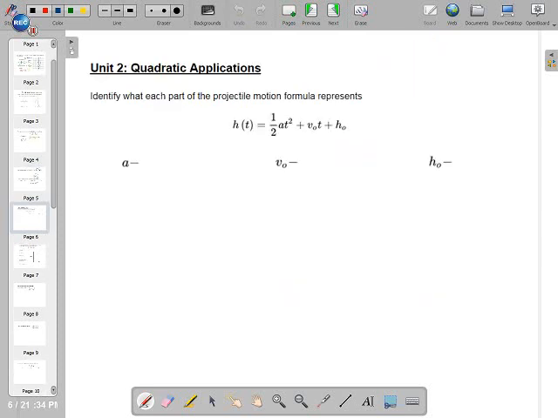How about using it a little bit? So we did a lot of projectile motion problems. We used Desmos for most of them, but you do have all the skills you need to solve this by hand.